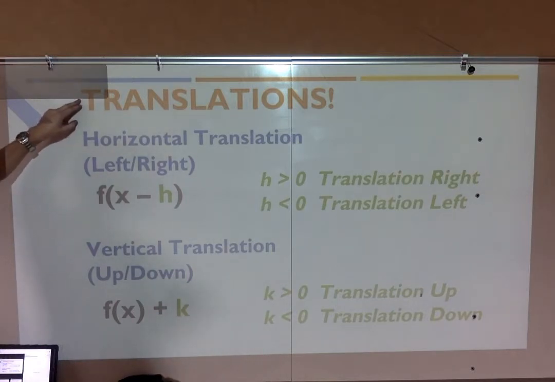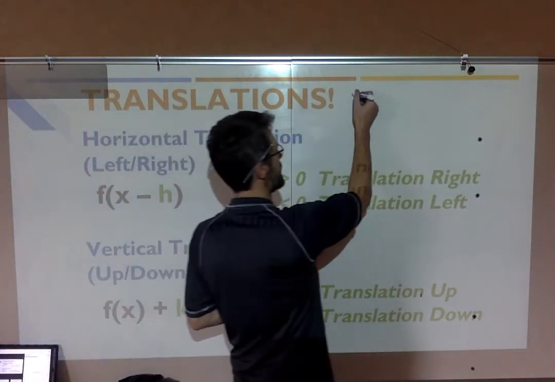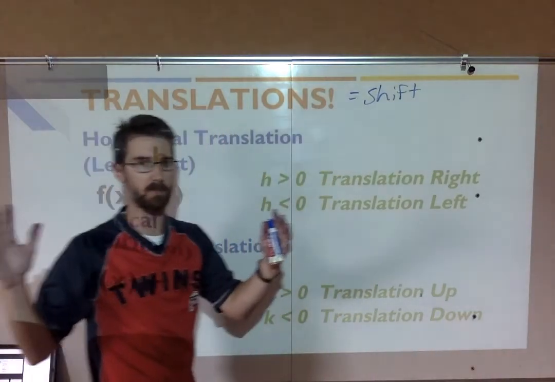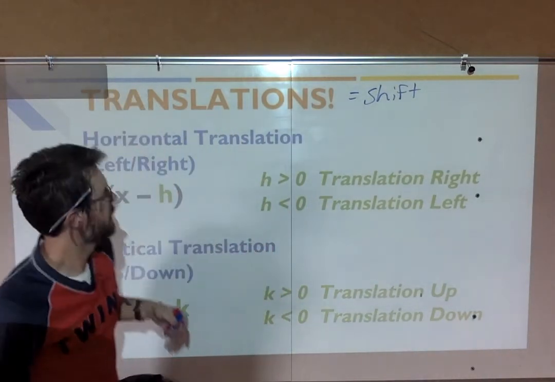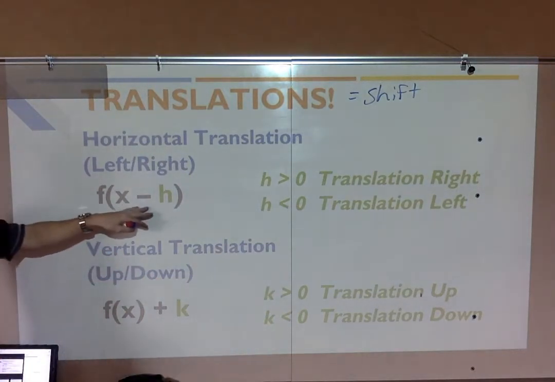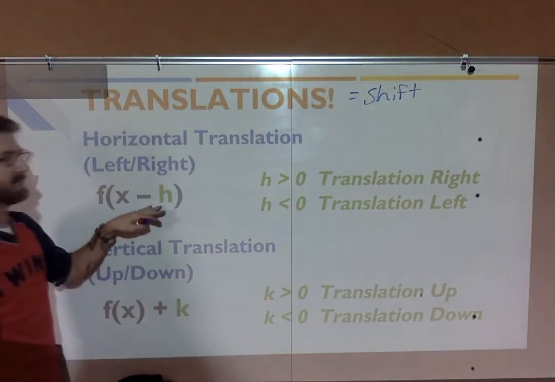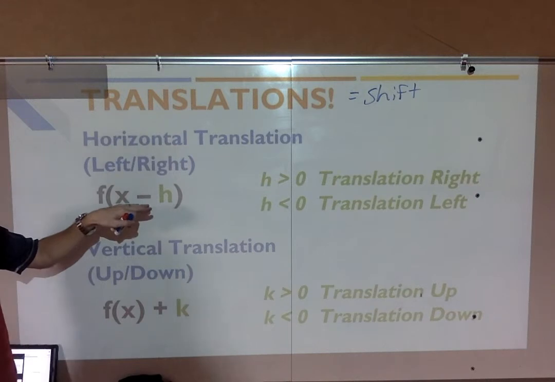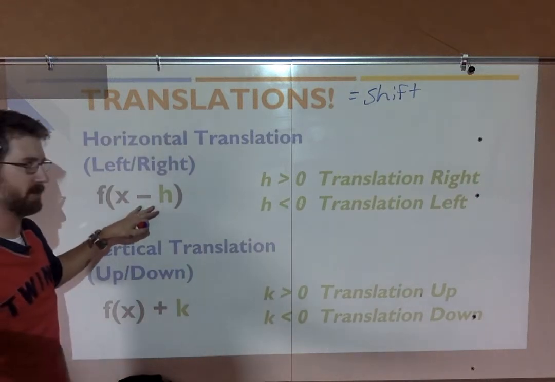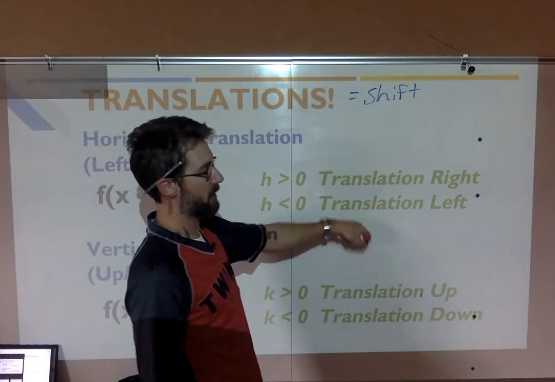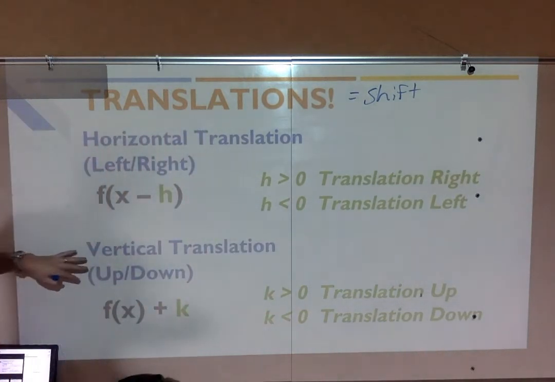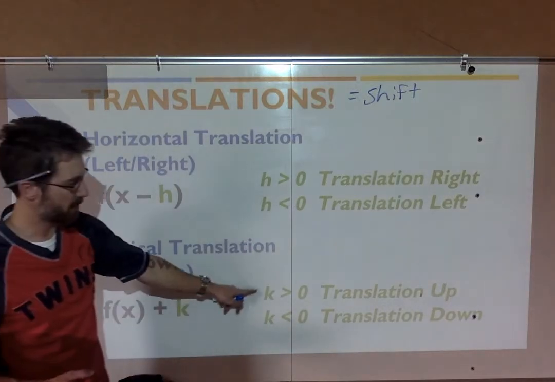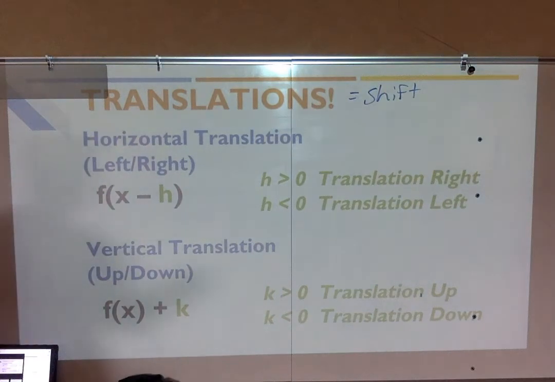Translations mean shifts. A translation is a shift. Everything stays the same size, it just all moves together, left, right, up, or down. If we've got a number on the inside and we are subtracting a number, it is a translation to the right, or a shift to the right. If we are adding a number, or subtracting a negative number, you will have a translation to the left. A vertical translation would be if it's on the outside. If you're adding that number on the outside, it's moving up. If you're subtracting a number on the outside, it is moving down.